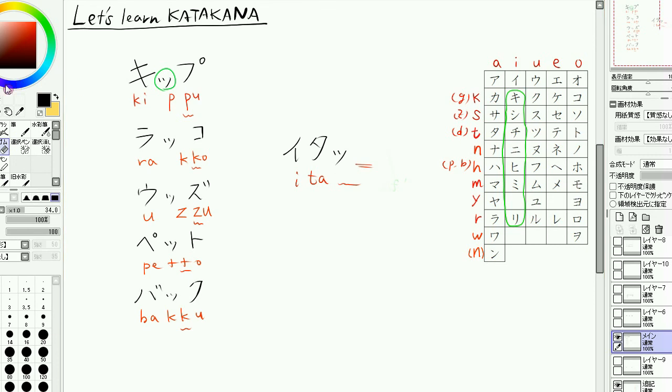Okay. So actually, that's all for this video. And in the next one, finally, we go to foreign sounds. Special katakanas for imitating foreign sounds.